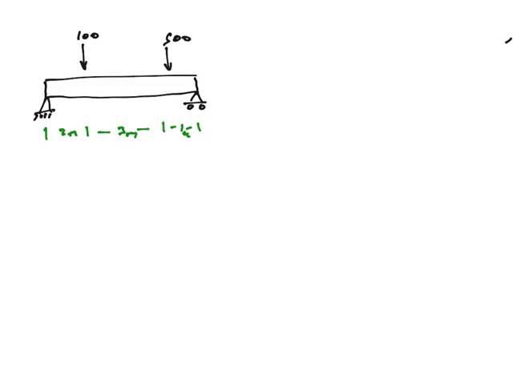2 meters from the pin is a 100 Newton force. 1 meter from the roller on the right side is, I guess, a 500 Newton force. What do I want to know? The question says find the reactions at the supports.